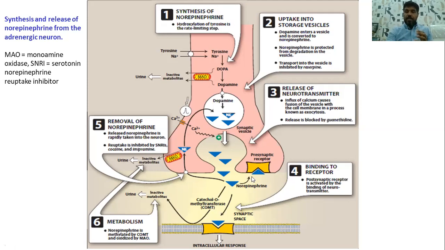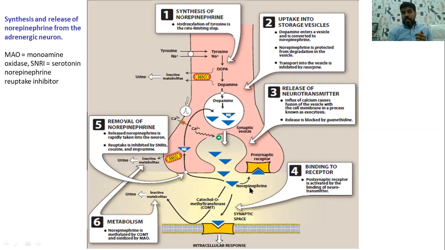Autoreceptor: when there is binding of a specific agonist to the presynaptic receptor, that agonist will cause inhibition of further release of norepinephrine. So it is a kind of autoregulatory mechanism. This autoreceptor is responsible for the autoregulatory mechanism, and it prevents a high concentration of norepinephrine in the synaptic cleft.